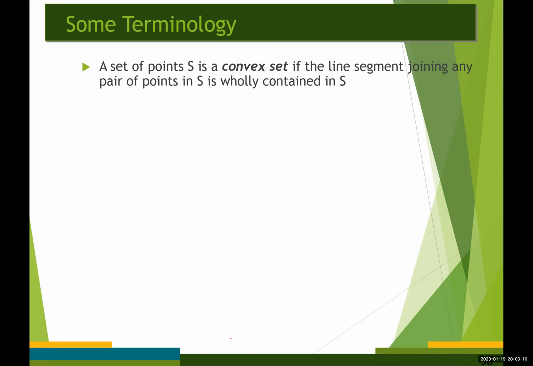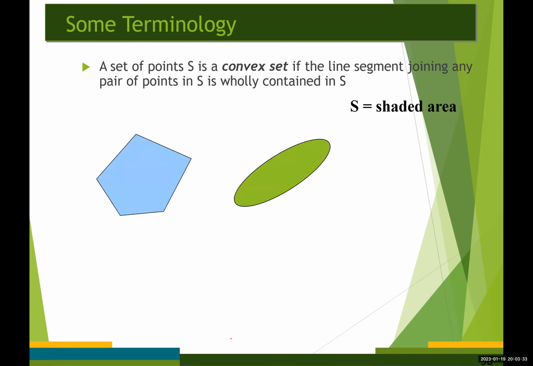Okay, so the first concept is about the convex set. A set of points S is a convex set if the line segment joining any pair of points in S is wholly contained in S. So let's assume that S represents these shaded areas in these figures. Obviously, these two are convex, right?